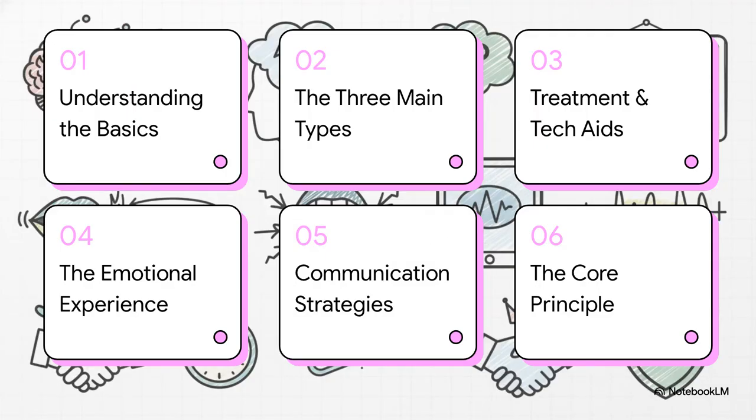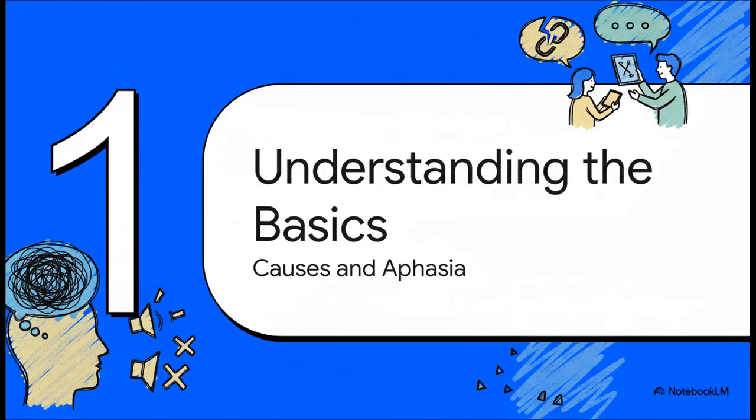So, here's our game plan. We've got 6 key areas to cover. We'll kick things off with the basics, then get into the 3 main types of disorders you'll see. After that, we'll look at treatments, the emotional side of things, some super practical communication strategies, and we'll finish up with the one principle that ties it all together. Let's get started.